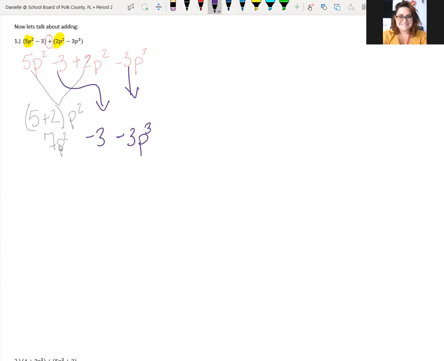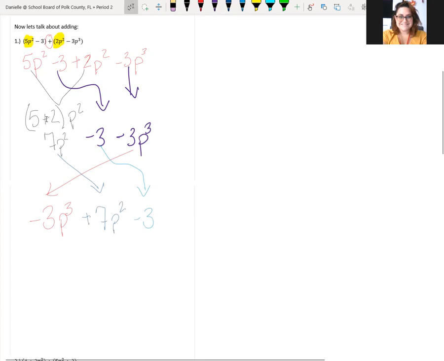The last thing we need to do is make sure that we put it in order of exponents. So this would actually be first, negative 3p to the third, and then our p squared, and then minus 3. Let's go ahead and do another one.